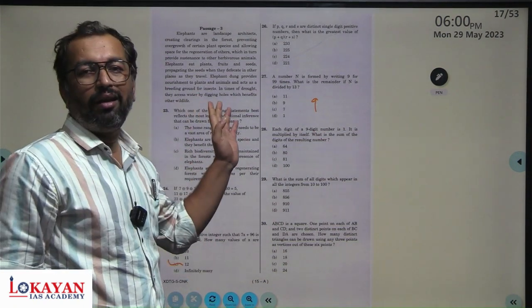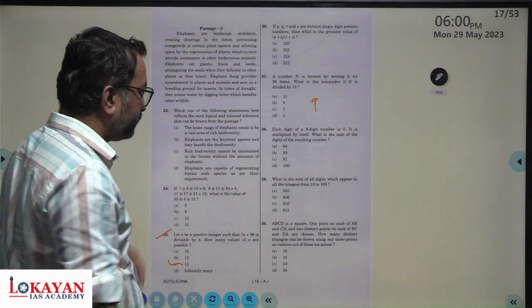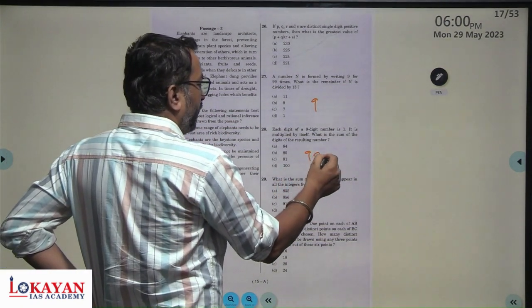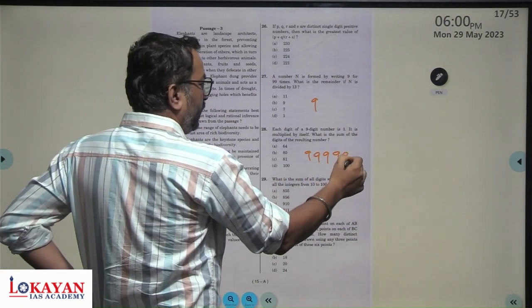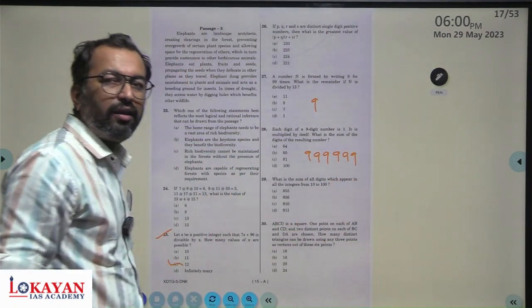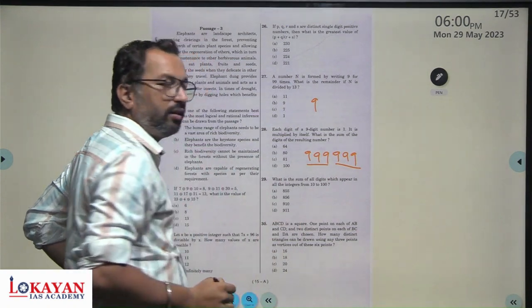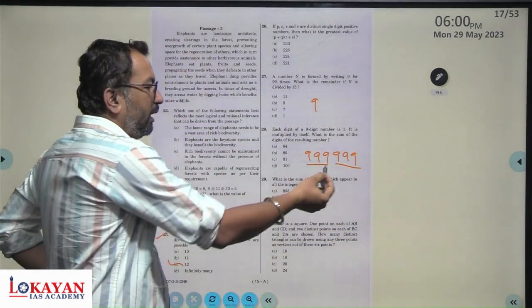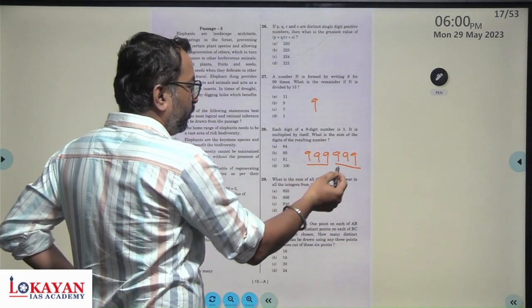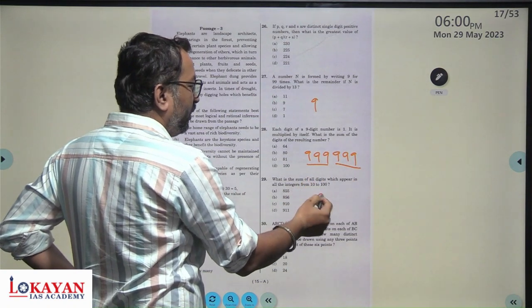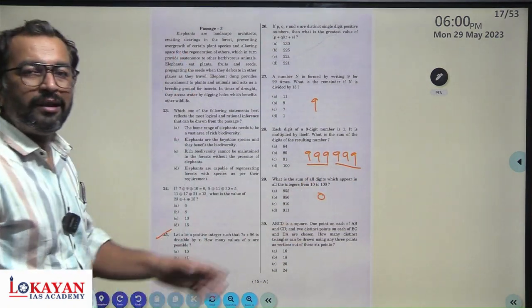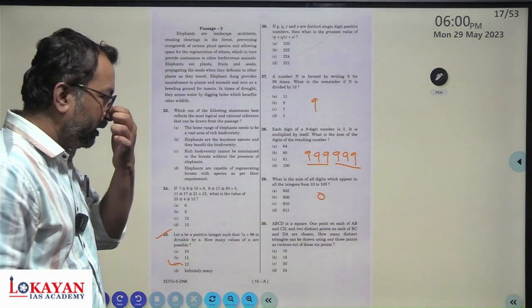Just now I mentioned the test for 13. Suppose 999. Is this divisible by 13 or not? Yes. Why? Because in the test for 13 we make groups of 3, and we take the difference of these groups. 999 minus 999 becomes 0. So that means that number is divisible by 13.